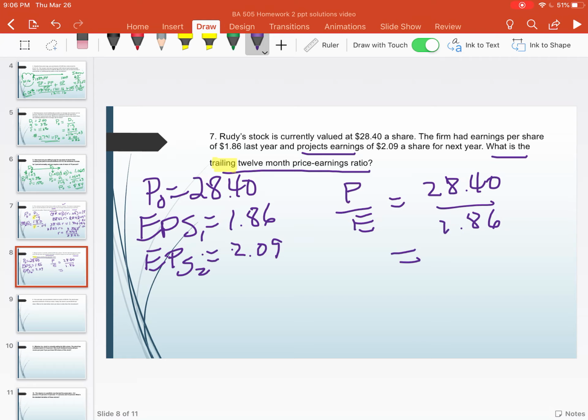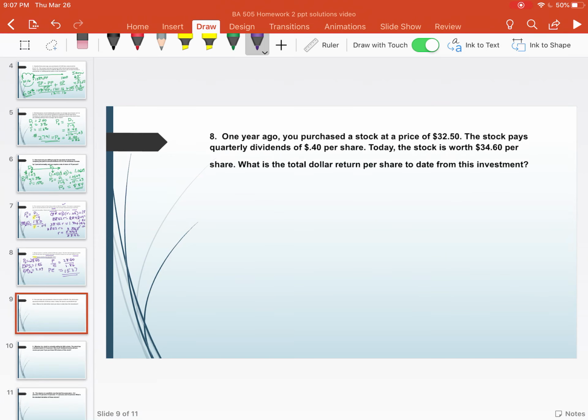Okay, 28.40 divided by $1.86 is 15.27. Normally you're just going to call this the PE ratio, but we know that it's P divided by E, the price to earnings ratio. Okay, moving on to the next one.